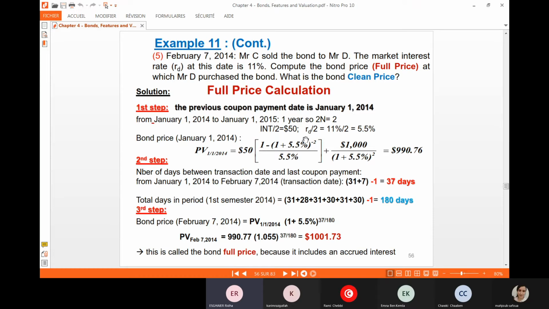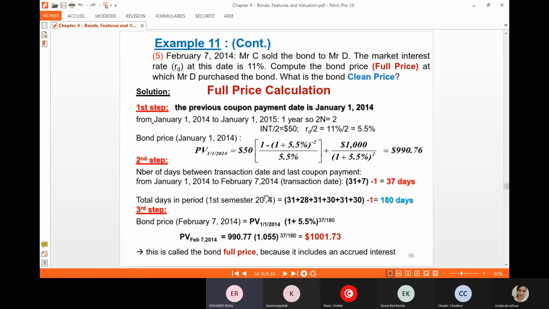Simply, we know that we still have two interest payments, two coupon payments. At this date, the yield to maturity is 11%. We simply substitute these values in our formula to estimate the value of the bond on 1/1/2014. Then we computed the number of days between the previous coupon payment date, January 1st, 2014, and the desired date, February 7, 2014. We have 37 days.